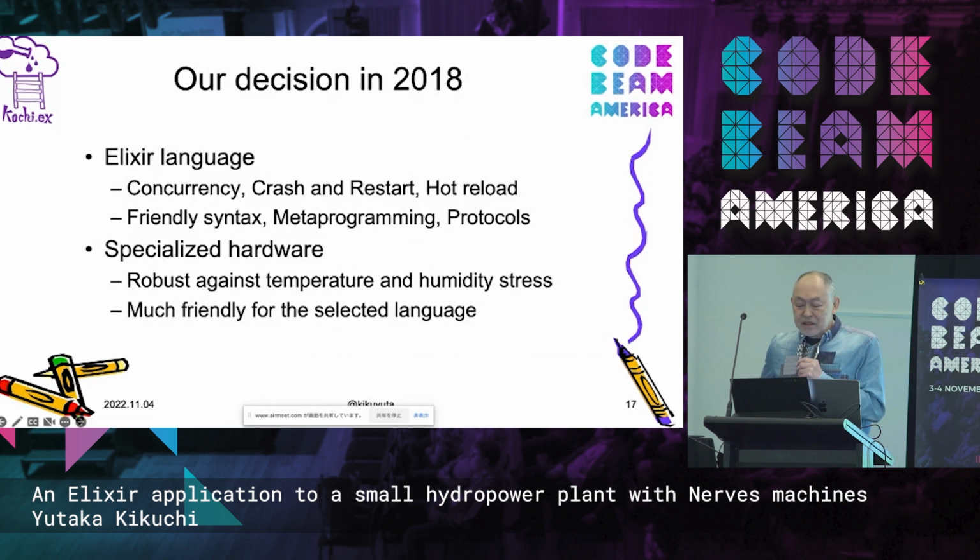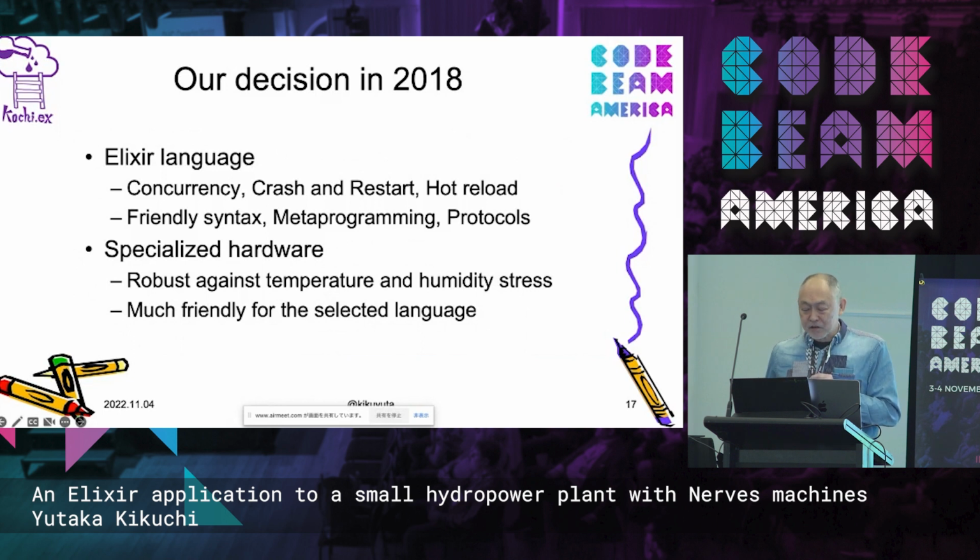So according to the discussion, we decided on the Elixir language. There are concepts of concurrency and the let-it-crash concept from Erlang. Elixir has friendly syntax, macros, and protocols. And I know this is off subject, but I want to point out that the hot reload function of Erlang would be necessary for FA applications because conventional PLCs can do it.